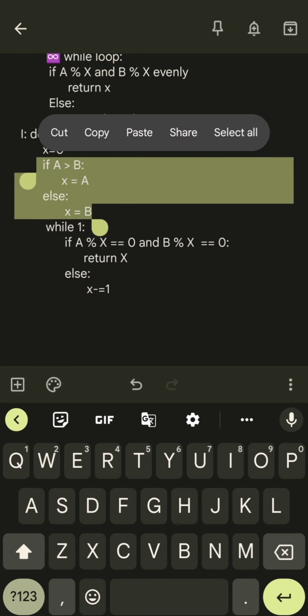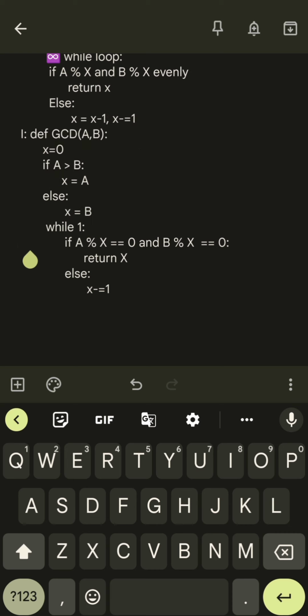Afterwards, we're going to have an infinite loop where we are checking if A is divisible by x evenly and B is divisible by x. Only way that's true is if we're constantly subtracting x by 1, the way I showed you in the calculator example a couple minutes ago, until we just land on a number that works. That's pretty much how the whole program works.